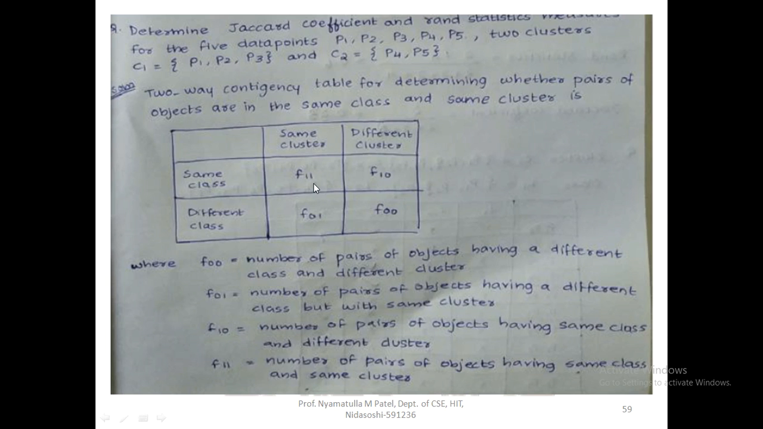Now calculate. f of 1 1 is 2. f of 1 0 is also 2, f of 0 1 is 2, and f of 0 0 is 4.